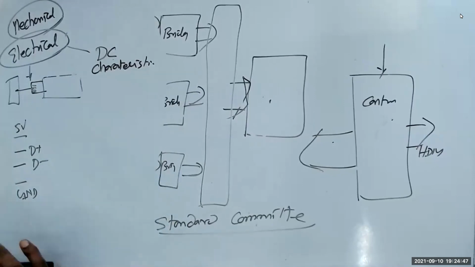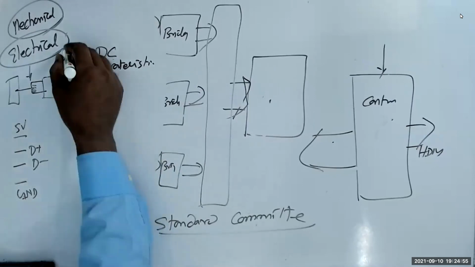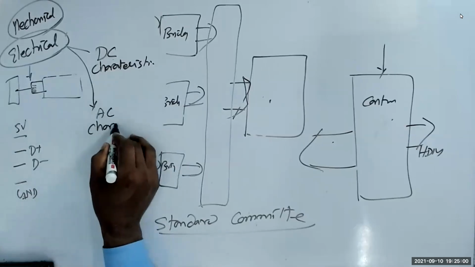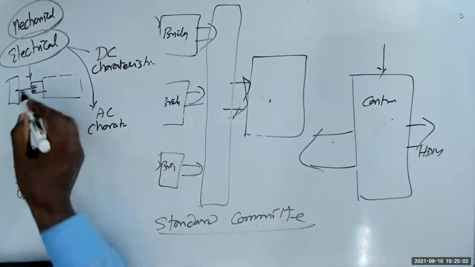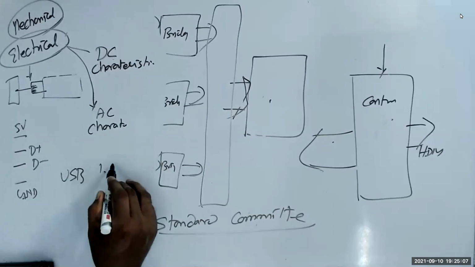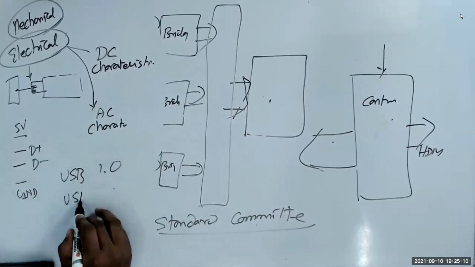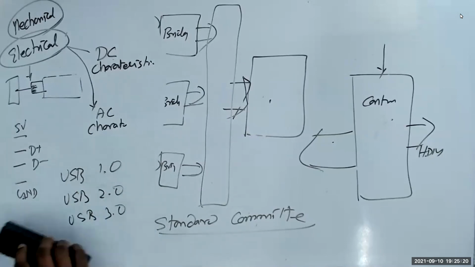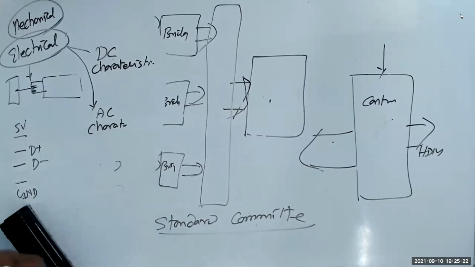Then we have something called AC characteristics. That means how fast it can operate. What is the clock? If I have USB 1.0, what is the clock? USB 2.0, what is the clock? USB 3.0, what is the clock? So for everything, what is the speed at which it operates? All these details are called AC characteristics.